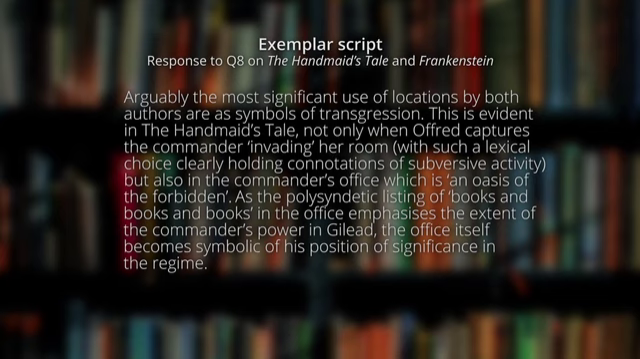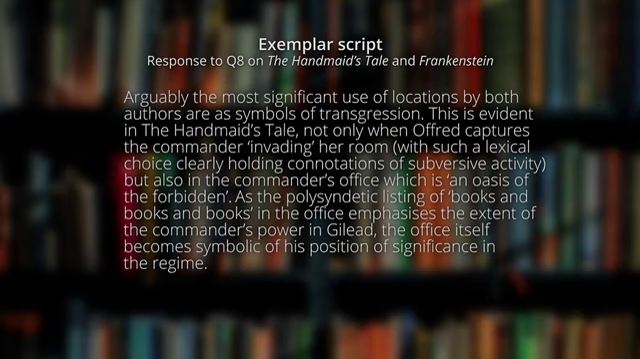The start of the paragraph is also starting to take an evaluative approach. That first sentence is phrased, arguably the most significant locations are symbols of transgression. And that word arguably shows that the student is thinking about the different possibilities and that they're going to consider other possible interpretations as they continue.